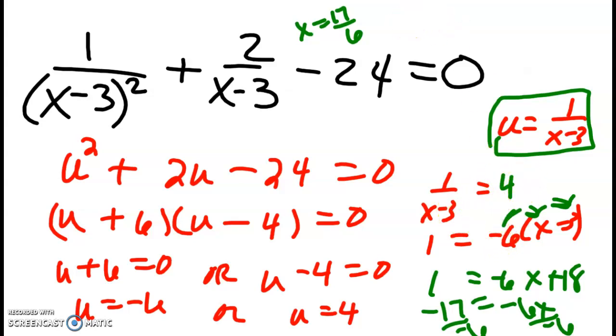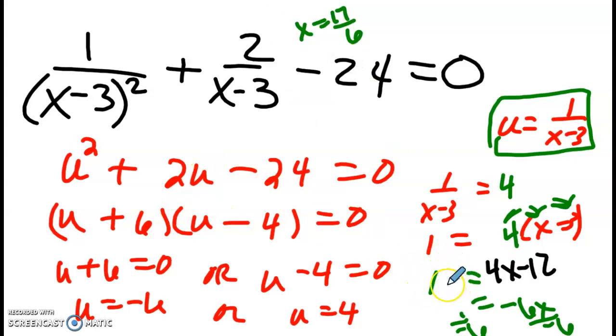We multiply x minus 3 times 4, and then we distribute, and we get 4x minus 12. I add 12 to the other side. I get 13. 13 equals 4x. Divide by 4, and you get x equals 13/4.